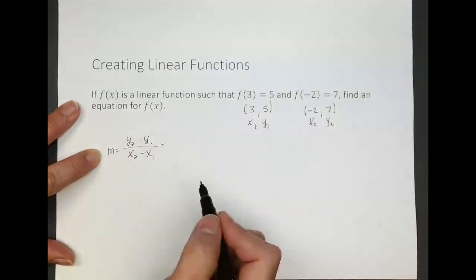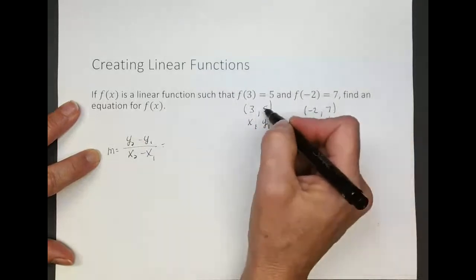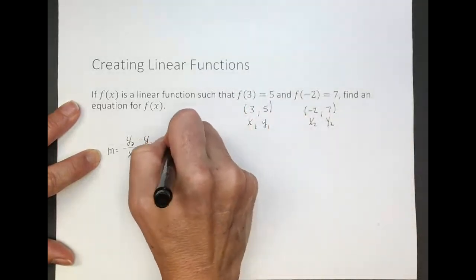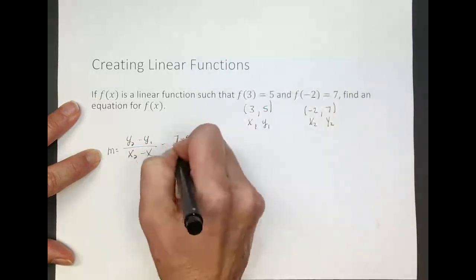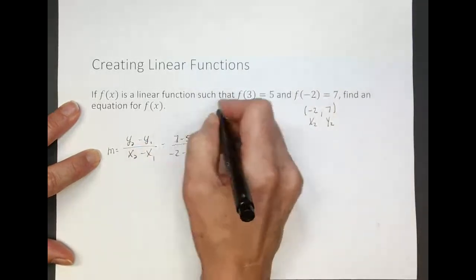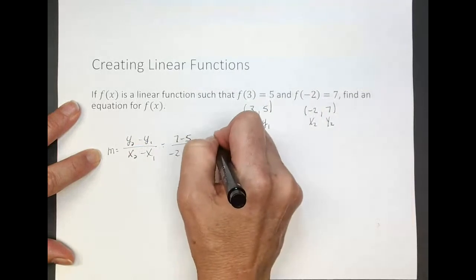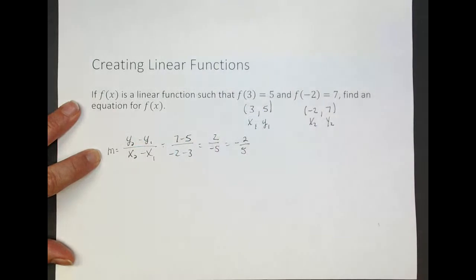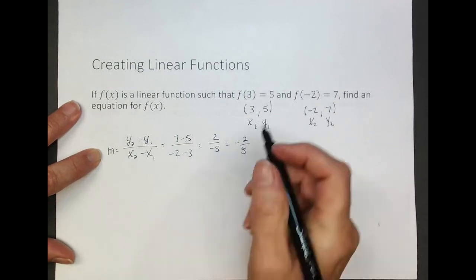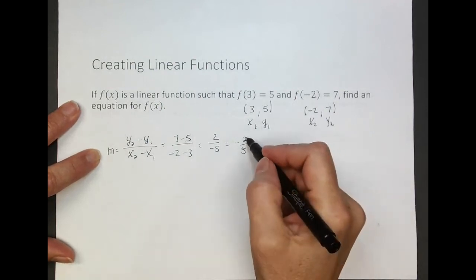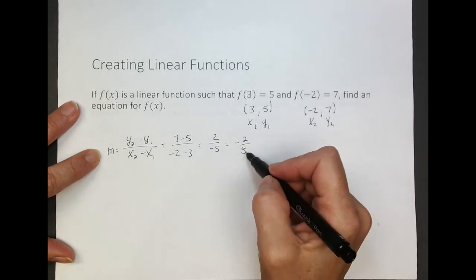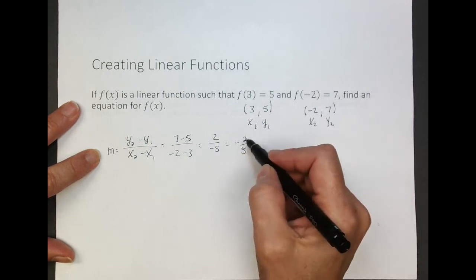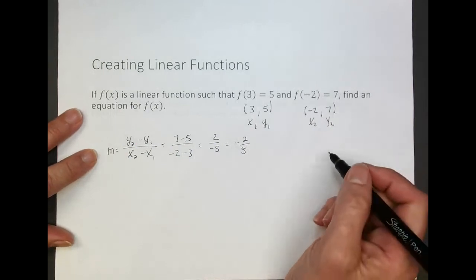Right? So this rate of change, or this slope, it's going to be 7 minus 5 over negative 2 minus 3. Well, what does that simplify to? 2 over negative 5, or we might call that negative 2/5. Okay? That's my rate of change. Right? So every time the x increases by 5, the y decreases by 2. Or every time the x decreases by 5, the y increases by 2. The ways to think about that.